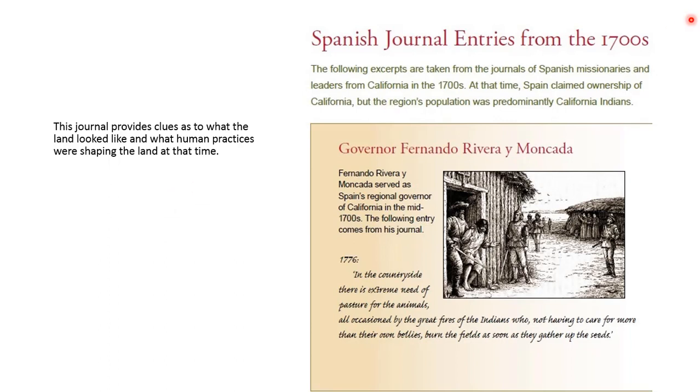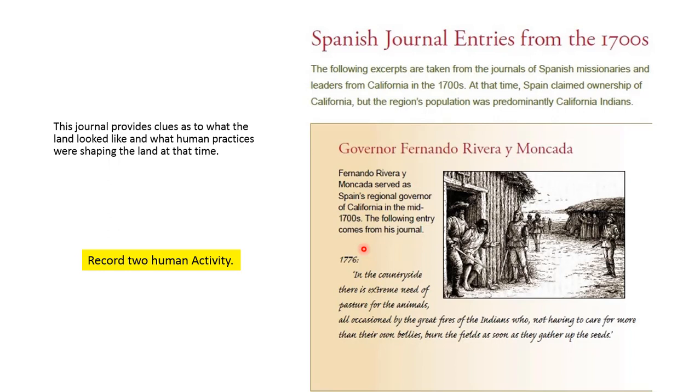The following excerpts were taken from the journals of Spanish missionaries and leaders of California in the 1700s. At that time, Spain claimed ownership of California, but the region's population was predominantly the California Indians. So this entry was by Governor Fernando Rivera y Moncada, who served as Spain's regional governor of California in the mid-1700s. The following entry comes from his journal.